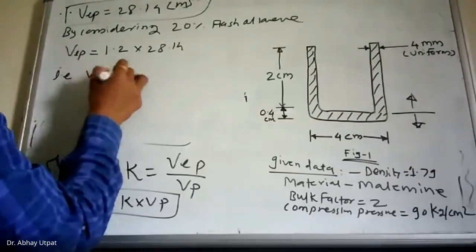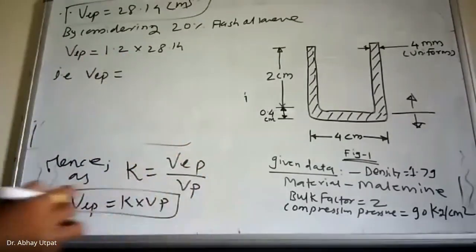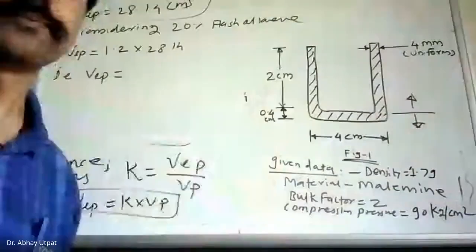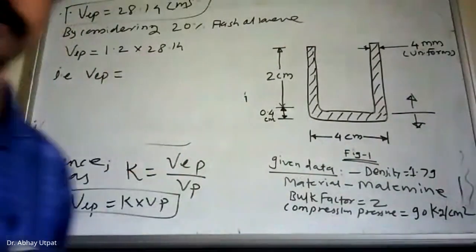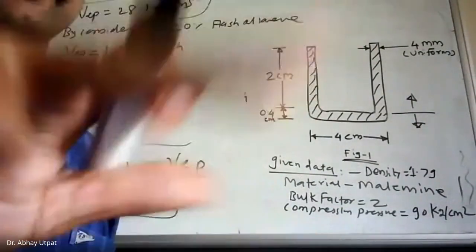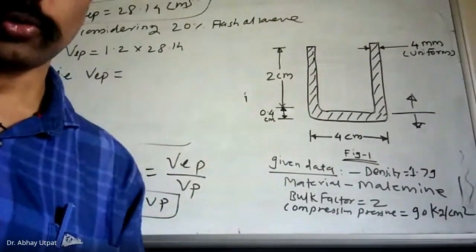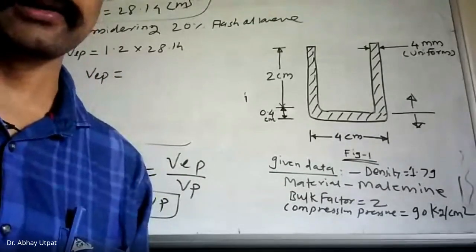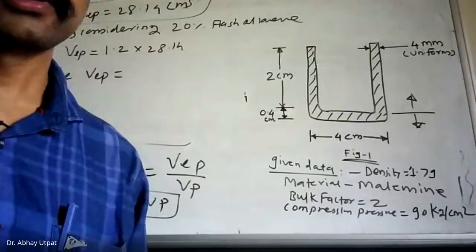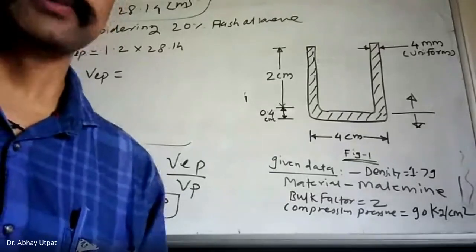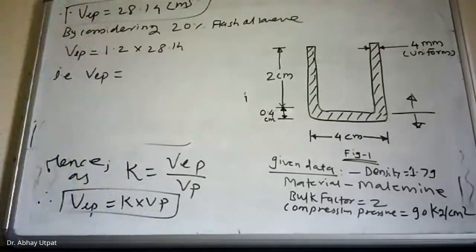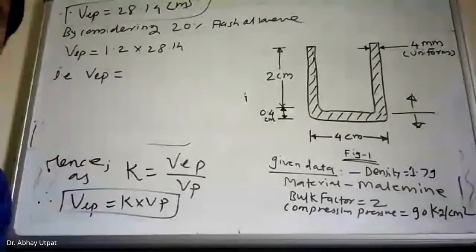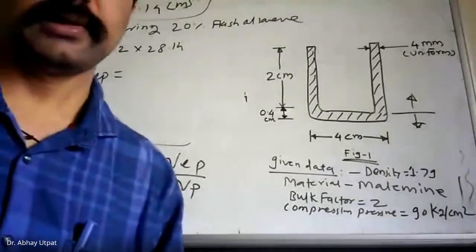Volume of loose powder is equal to, tell me how much it is? Around 30 something. Tell that value. 1.2 into 28.14. What is that value? It is 30 something. Just check. 31, 32. Somebody put in chat box. 1.2 into 28.14. How much time is required?